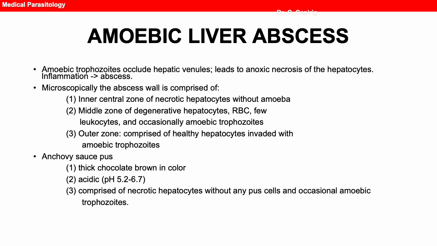Very characteristic of amoebic liver abscess is the formation of anchovy sauce pus. It's thick, chocolate brown in color, usually acidic, comprised of necrotic hepatocytes without any pus cells, and occasional amoebic trophozoites.